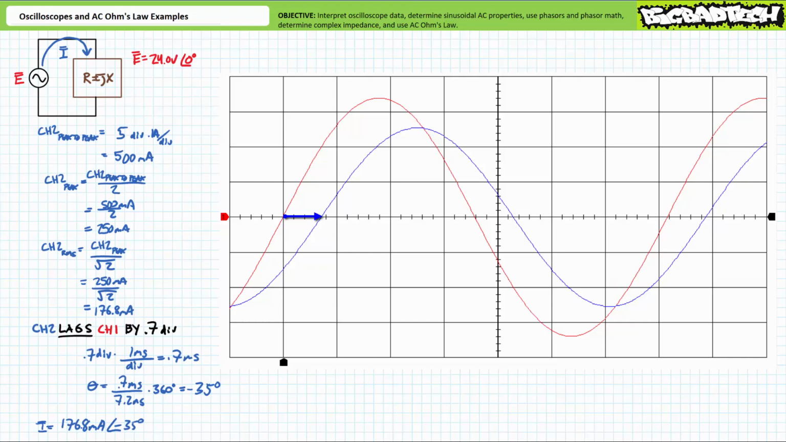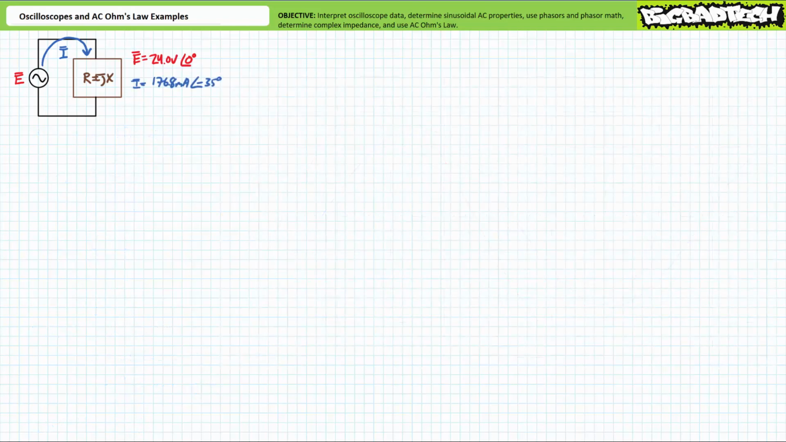A delay of 0.7 milliseconds for a 7.2 millisecond period represents a phase shift of approximately negative 35 degrees. Source current expressed as a phasor equivalent would be 176.8 milliamperes at an angle of negative 35 degrees, where the phasor magnitude is the RMS value and a phase shift of negative 35 degrees implies it lagged source voltage by this amount. Let's now manipulate this phasor data for voltage and current using Ohm's law.